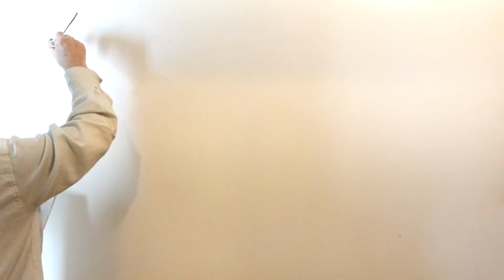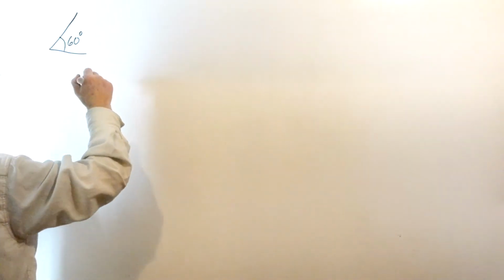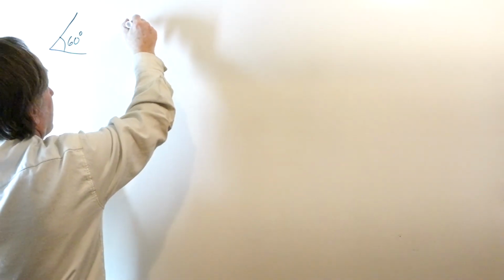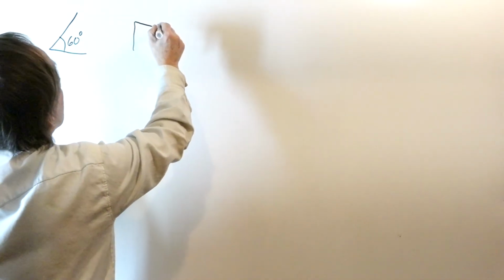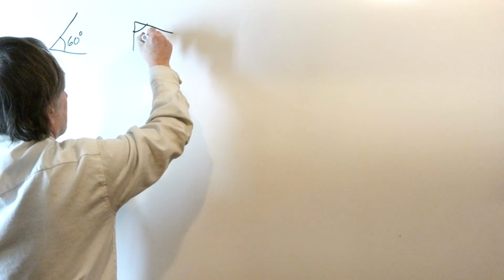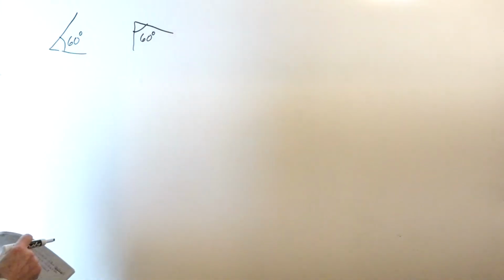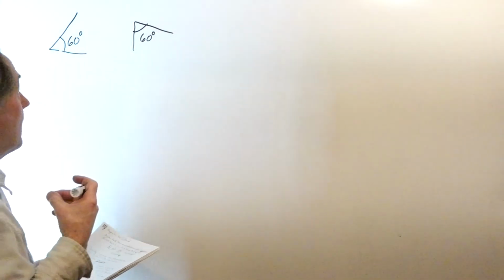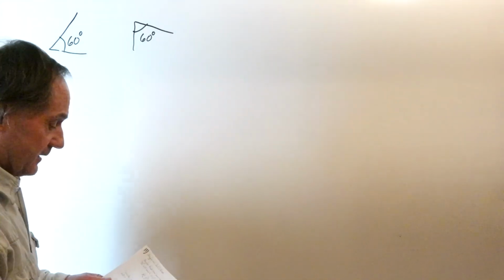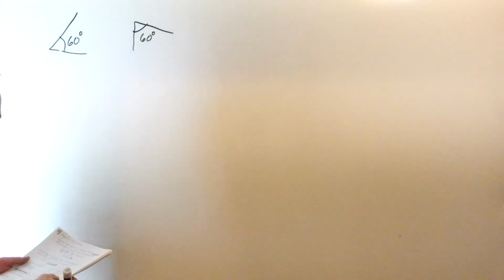Congruent angles do not have to point in the same direction. For example, I could have this angle of 60 degrees. I could have this angle, say, of 60 degrees. These two angles are congruent. It doesn't matter how these angles are oriented.